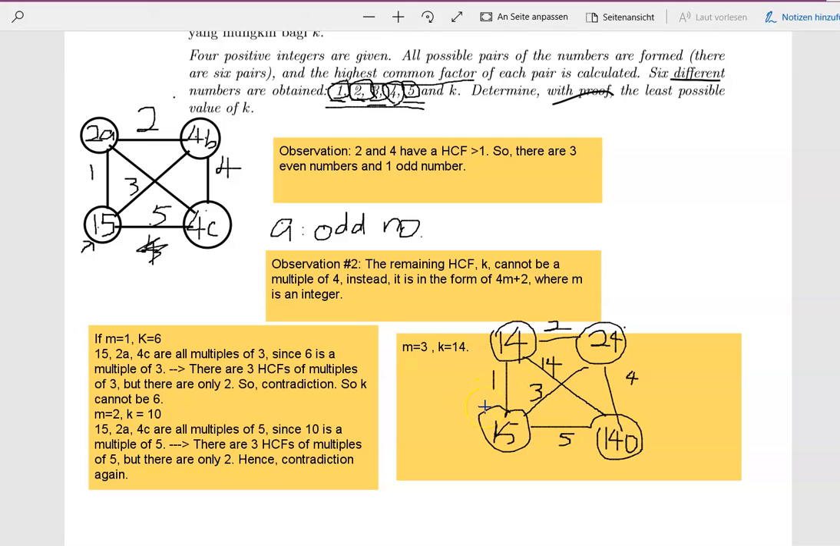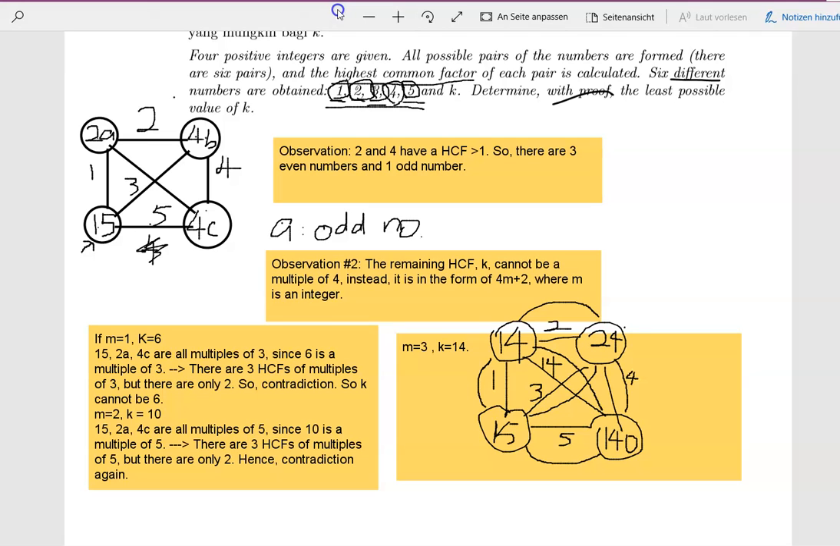So 15 and 14, the LCM is 1. 14 and 24, the LCM is 2. Then 15 and 24, LCM is 3. 24 and 140, LCM is 4. 15 and 140, LCM is 5. And then the last one, 14 and 140, the LCM is 40. So because such a configuration exists, I think we should be done.